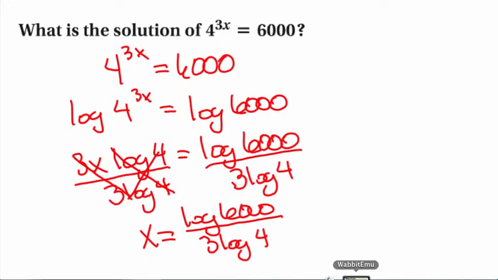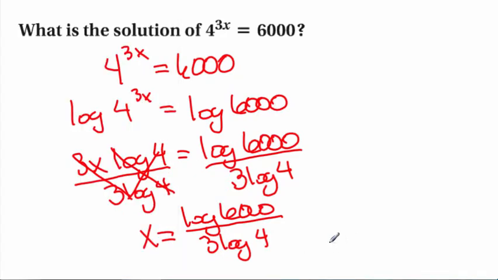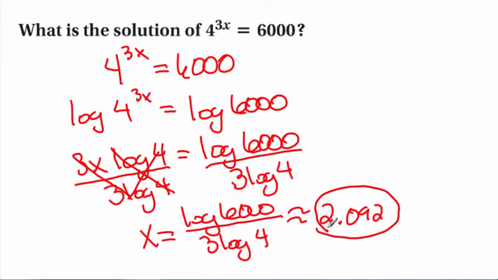Pull up my calculator. We'll clear the screen just so there's nothing else there. Log 6,000 divided by, open parentheses, 3 log 4, close, close. Enter. So 2.092. So x is going to be close to 2.092. Okay?